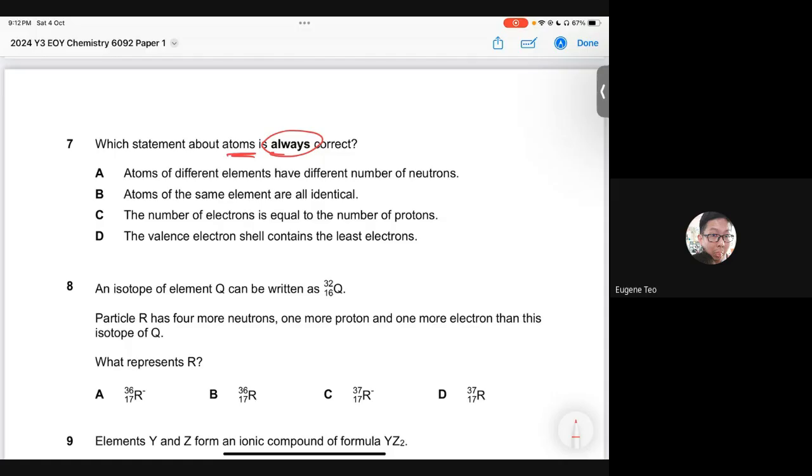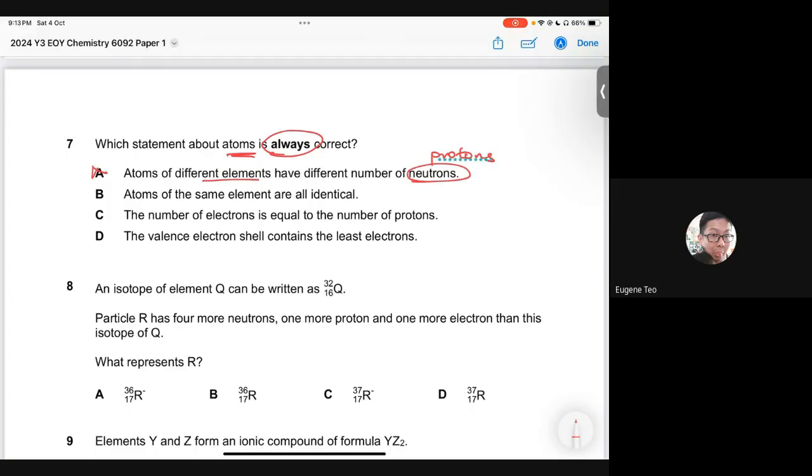Atoms of different elements have different numbers of neutrons. Actually, different elements are supposed to have different numbers of not neutrons but protons. So if you realize, for different elements, the proton number will be different. For this one, you will get your periodic table, so don't worry. You have your periodic table in the exam for Paper 1. Okay, sorry, back to this. So different elements will have different numbers of protons, not neutrons. So take note. Therefore, A is not correct.